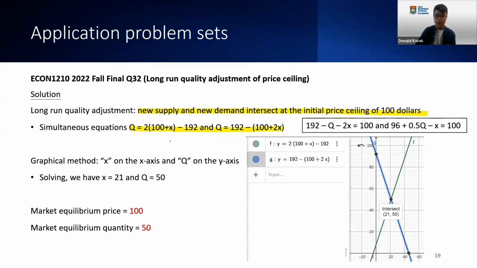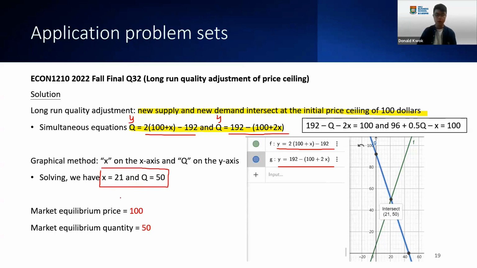Okay. So for X, I will use the horizontal variable X in the coordinate plane to replace that, nothing special. While for Q, I will use the variable on the vertical axis, Y, to replace it. So this is why I put Y equals to the thing here and Y equals to the thing here in GeoGebra to find out the equation of straight line. The intersection point between these two straight lines will give us the solution. We have X equals to 21 and Q equals to 50.